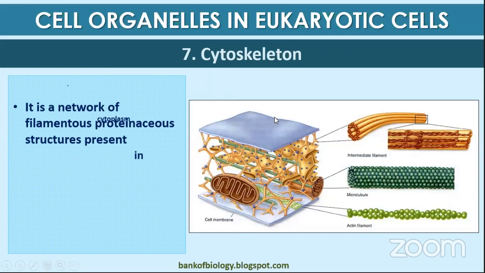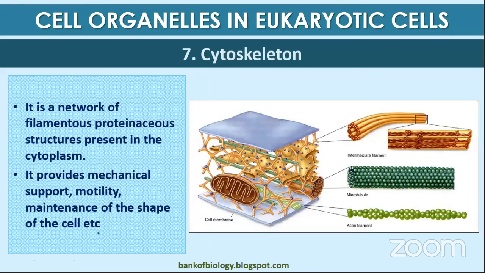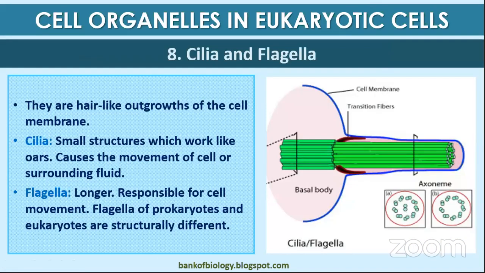Then the cytoskeletal elements. The cytoskeletal elements are made up of tubulin molecules which give stability to the cell. At the same time, tubulin molecules are also involved in the formation of locomotory organelles, that is cilia and flagella. So remember that it is the same protein. So here we look at the locomotory organelles, that is cilia and flagella.